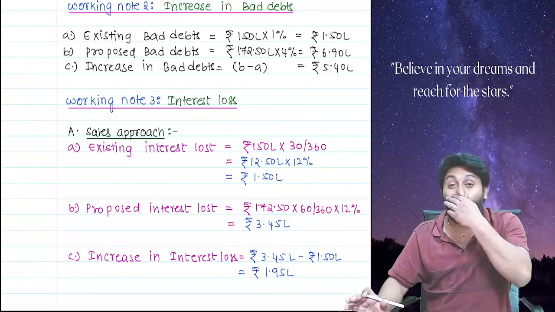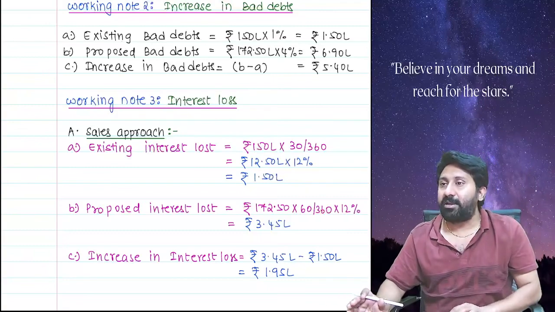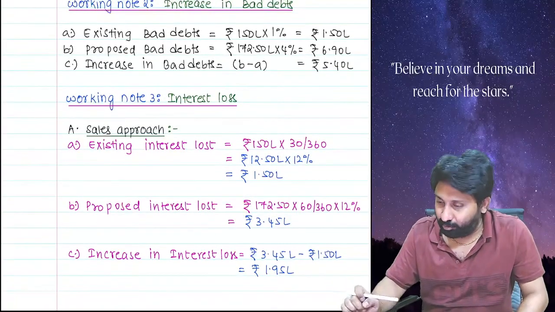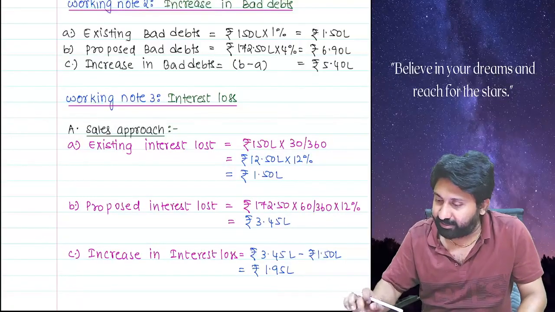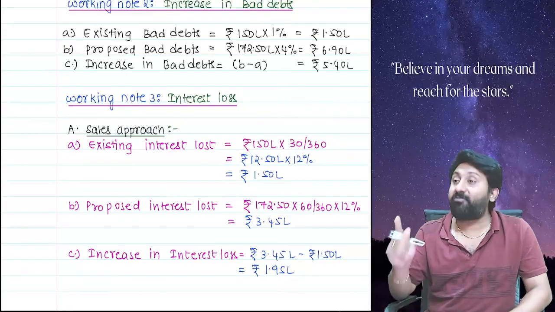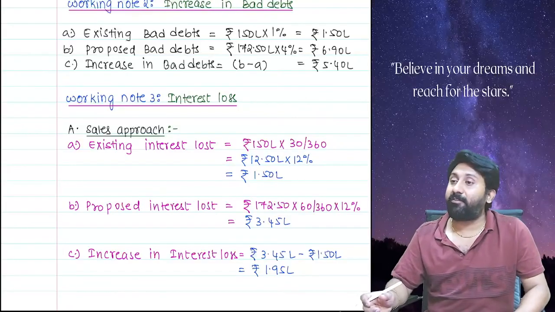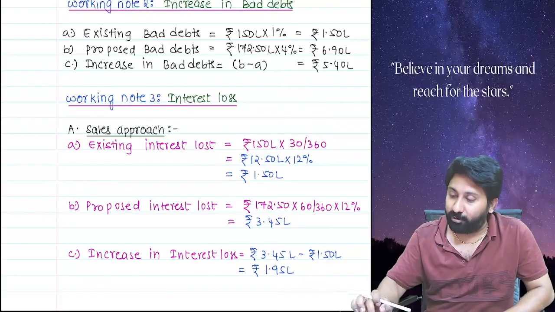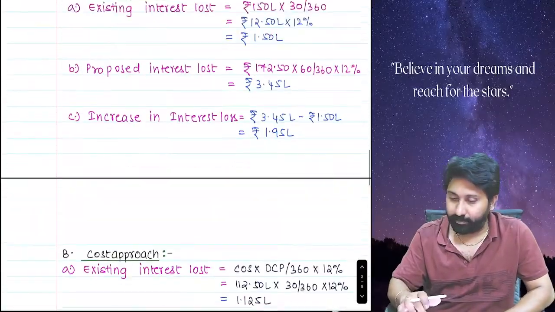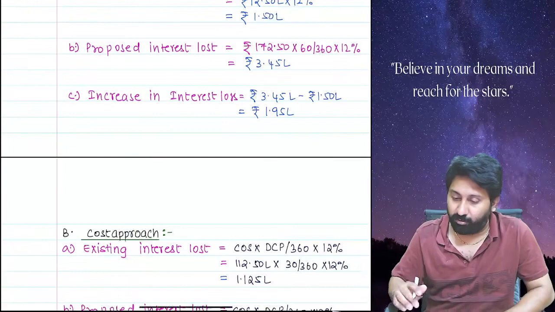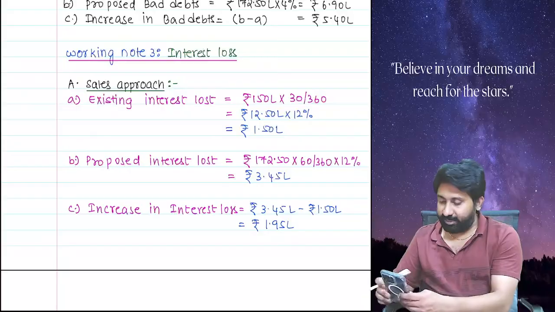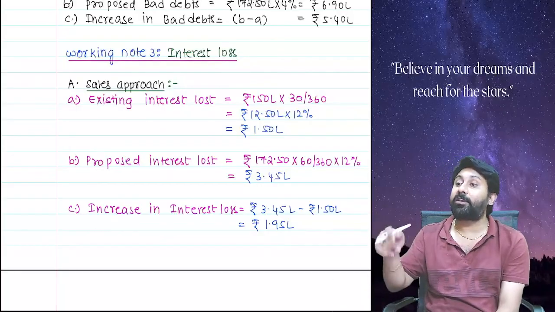150 lakhs. I told you, 150 lakhs is debtors. We have an existing debtors collection period of 30 days. So tell me, credit sale into debtors collection period divided by 360. 150 lakhs, so 12.5 lakhs only will be blocked. That 12.5 lakhs for 1 year into how much percent interest? Required return is given as 12%. 12.5 into 12%, how much? 1.5 lakh. So from this you have to understand, 1.5 lakhs is the interest loss now.